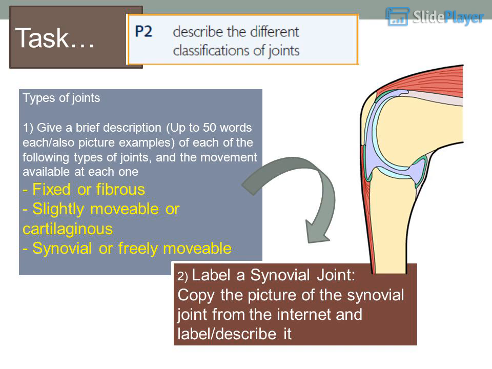Types of joints. 1. Give a brief description, up to 50 words each. Also picture examples of each of the following types of joints, and the movement available at each one. Fixed or fibrous. Slightly movable or cartilaginous. Synovial or freely movable. 2. Label a synovial joint. Copy the picture of the synovial joint from the internet and label/describe it.